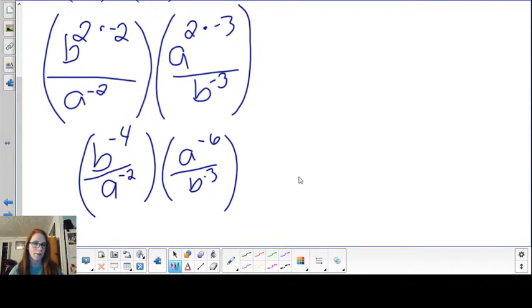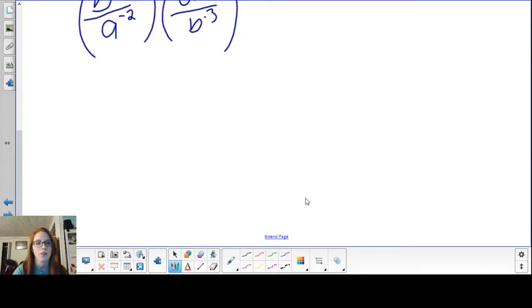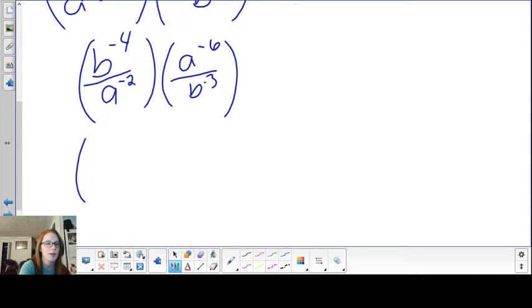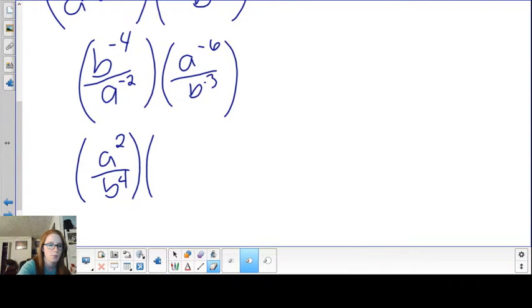Okay, next thing is I want to make all of my exponents positive. So to do that, if it's already on top and negative, it goes to the bottom and becomes positive. If it's already on bottom and negative, it comes to the top and is positive. So essentially all of these fractions are going to flip. So I have a squared over b to the 4th times, oops, looked at the wrong letter, times b cubed over a to the 6th.